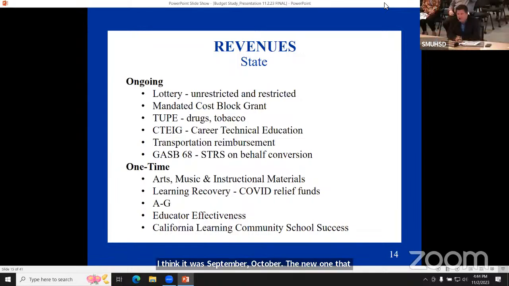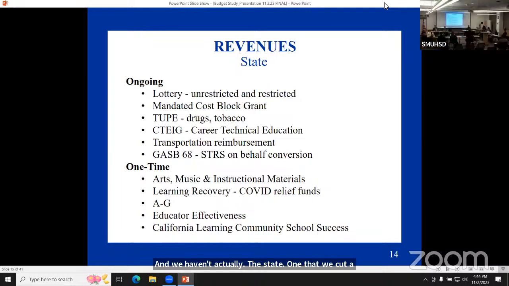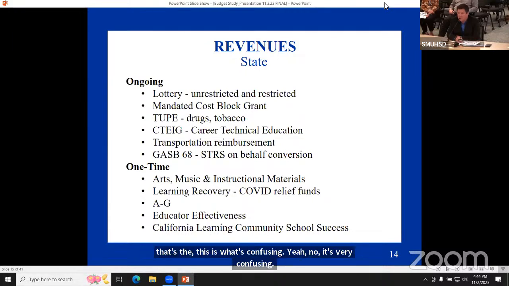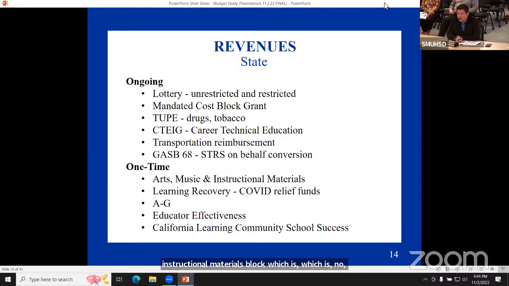And we haven't actually received the state. That's the one that we cut $1 million out of, that we had to know. No, that's, see, this is what's confusing. Yeah, no, it's very confusing. So there's two different things: the arts, music, and instructional materials block grant, which is ongoing. No, that's the one time. Proposition 28 is not included in this, although it was approved.